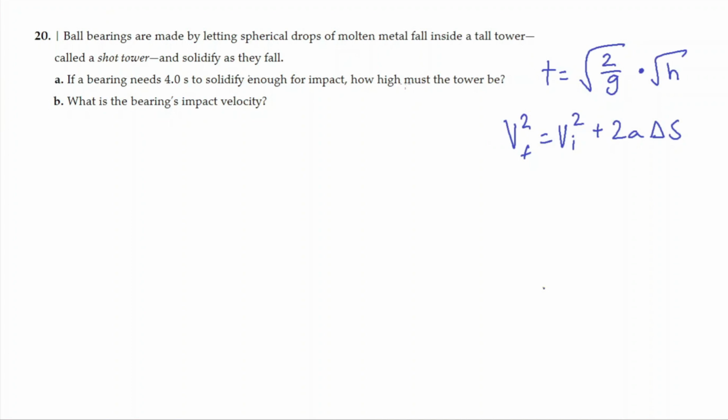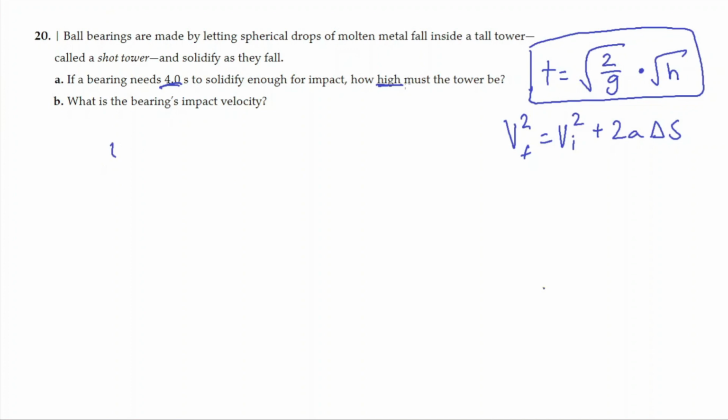Ball bearings are made by letting spherical drops of molten metal fall inside a tall tower called a shot tower and solidify as they fall. If a bearing needs 4 seconds to solidify enough for the impact, how high must the tower be? We're given the time and we need to figure out the height of the tower. When we're speaking of height, this equation comes to mind. We're given the time, we know the free fall acceleration, but we don't know the height. So let's start plugging in.